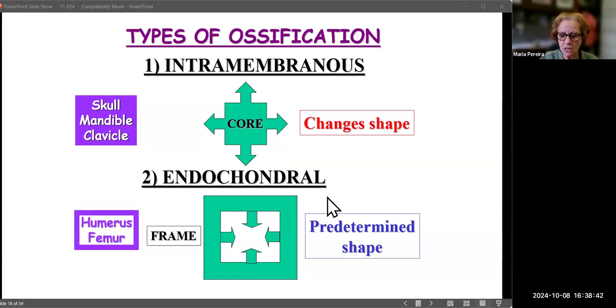Now, this is very different. It starts with a frame or a mold that's made up of cartilage. So it doesn't start as a core. It starts as a frame, as a mold that is made up of hyaline cartilage. And then it starts differentiating inward into bone tissue. It starts ossifying. So endochondral ossification starts with a predetermined shape made up of hyaline cartilage. Examples of bones that ossify via endochondral ossification are the humerus and the femur.